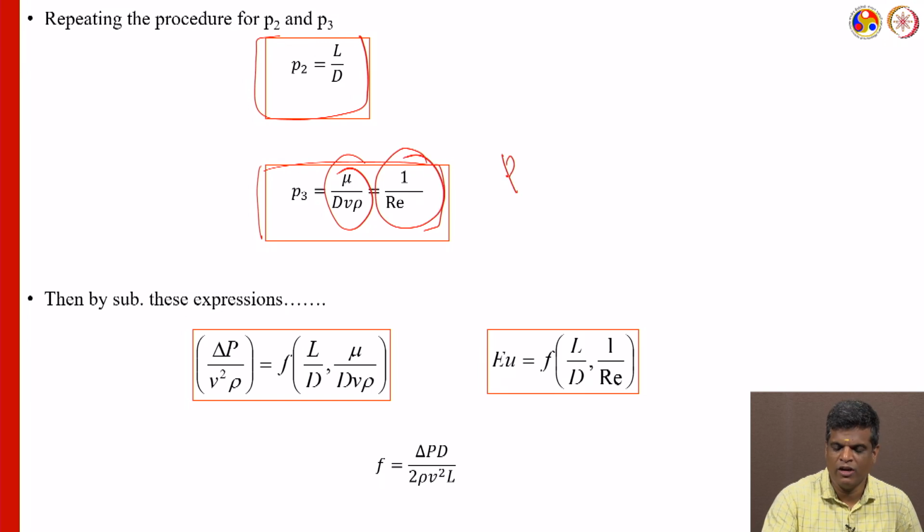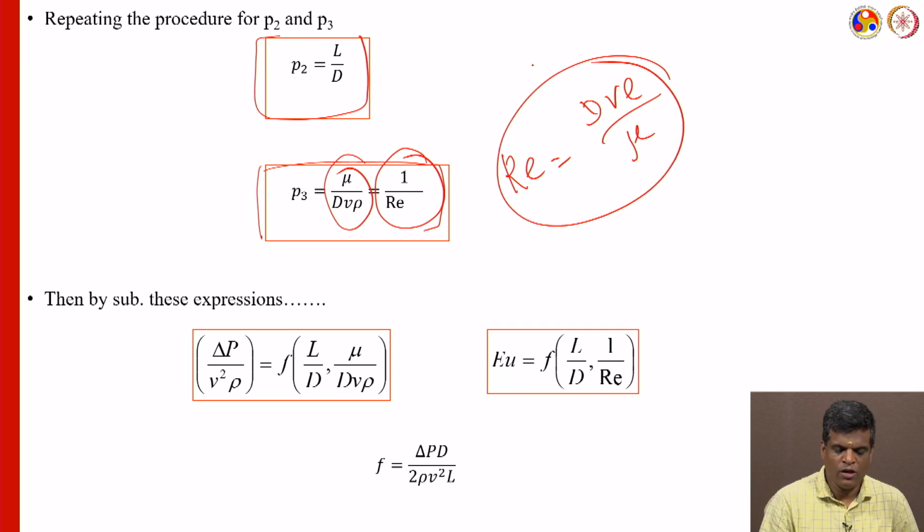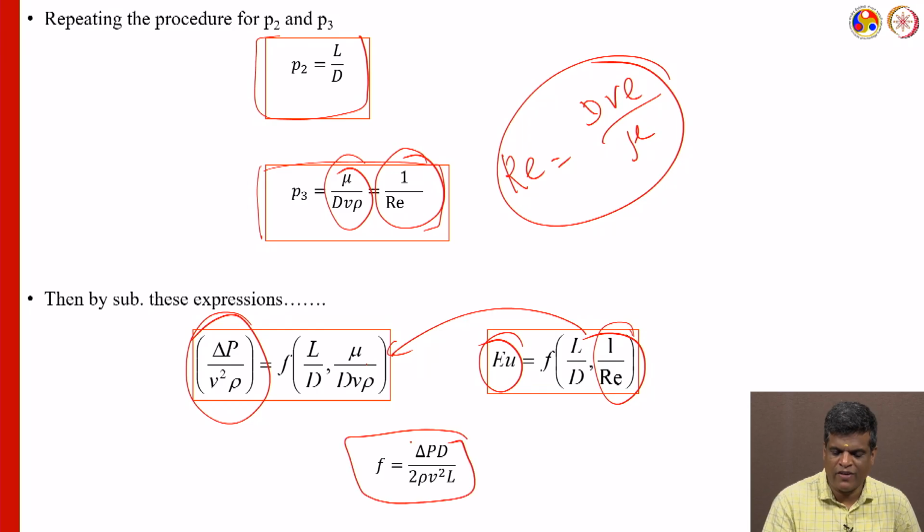The Reynolds number, which we always discuss, is dV rho by mu. These are Reynolds numbers, dimensionless numbers. Then you make it: the Euler number is a function of L by D and the reciprocal of the Reynolds number, 1 by Re. Finally F, we already know the friction factor, so from there we can get the friction factor also, F equal to delta P D by 2 of, maybe we can discuss that sometime, this we always solve for the friction factor.